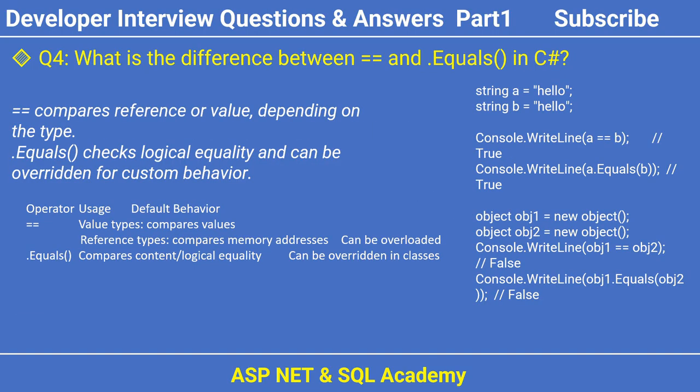In C sharp, equal and dot equals may look similar, but they behave differently. The equal operator compares value types by their value and reference types by memory address unless it is overridden. Dot equals is a method used to compare the contents or logical equality of objects, and you can override it in your classes to define custom equality.